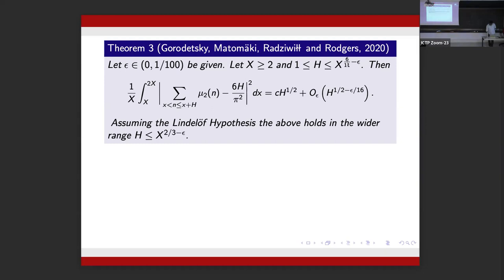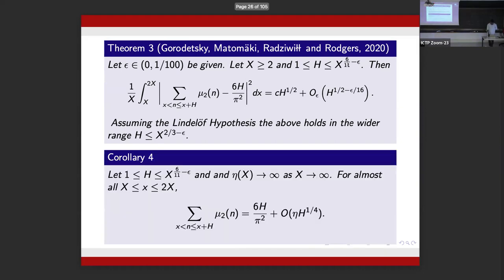Under the Lindelöf hypothesis, they also get a better version, where one can stretch the short interval length up to x to the power 2/3 minus epsilon. And from there, by using the Chebyshev inequality, one can say that for almost all x belonging to x to 2x, if eta goes to infinity, then in the short interval x to x plus h, up to x to the power 6/11 minus epsilon, this asymptotic formula holds with a good error term.